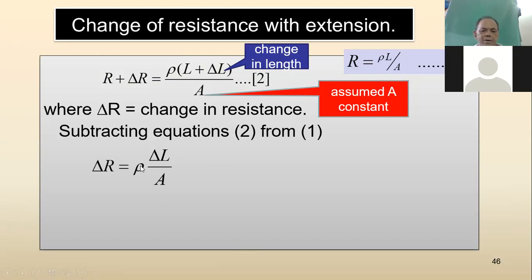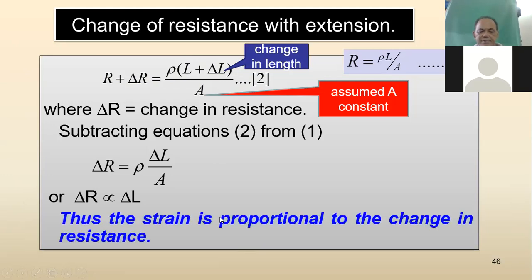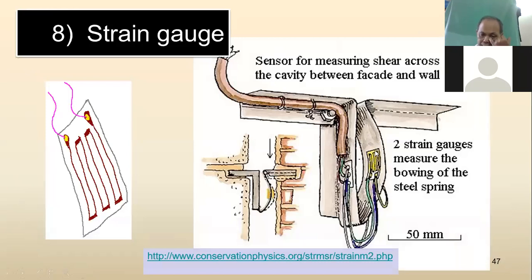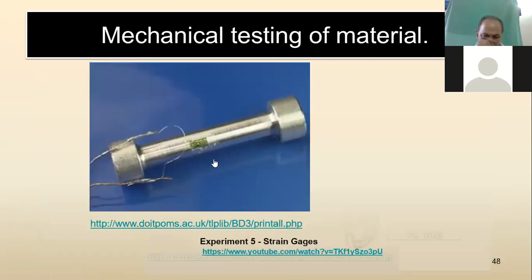Remember, our rho and our A are constant, they don't change. So it means that our change in resistance depends on change in length. Or the strain is proportional to the resistance change. Strain means we just divide delta L by L itself. There are the uses. Attach it to whatever you want to study, about the bending of this structure, or I want to study that rod under stress and strain.